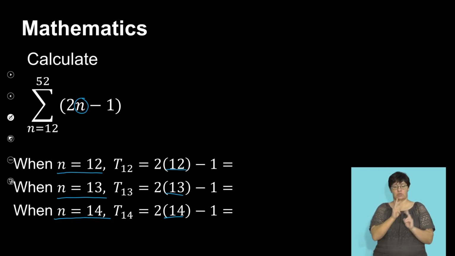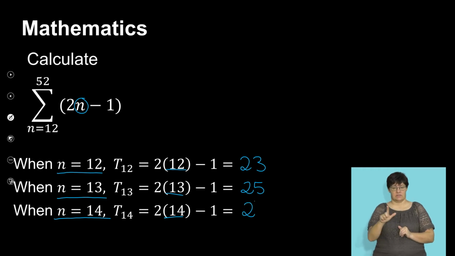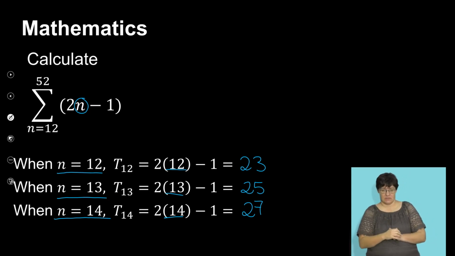So I've got 2 times 12 minus 1, which gives me 23. Then I've got 2 times 13 minus 1, which gives me 25. Then I've got 2 times 14 minus 1, which gives me 27. So the first three terms involved in the sum are 23, 25, and 27.